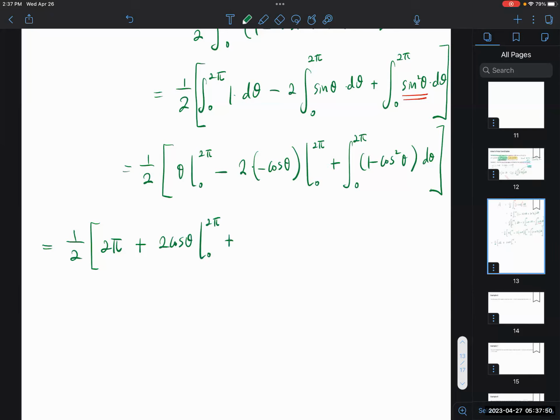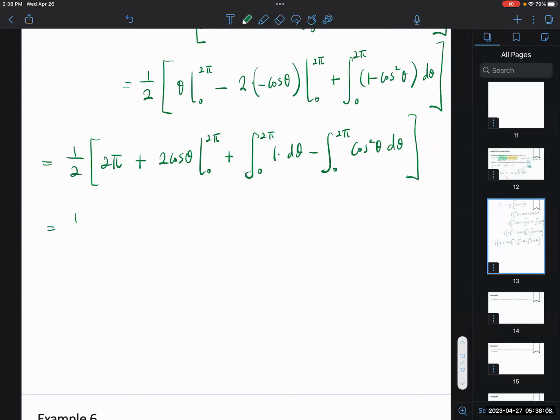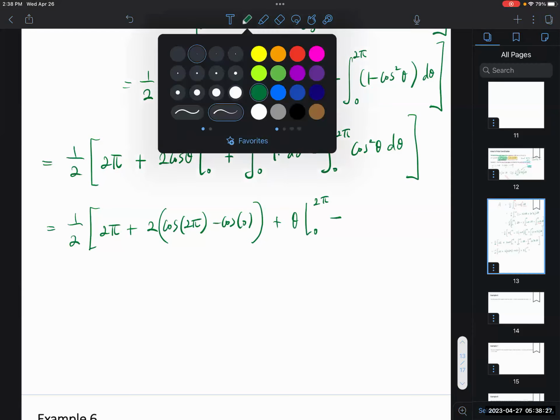And now we need to take the integral. So it's going to be integral 0 to pi of 1, I'm going to separate it, minus cosine 2 theta d theta. So now 1/2 times 2 pi, and then 2 times cosine 2 pi minus cosine 0, and this is theta, 0 to pi, minus. And then again, we have to reconvert it.